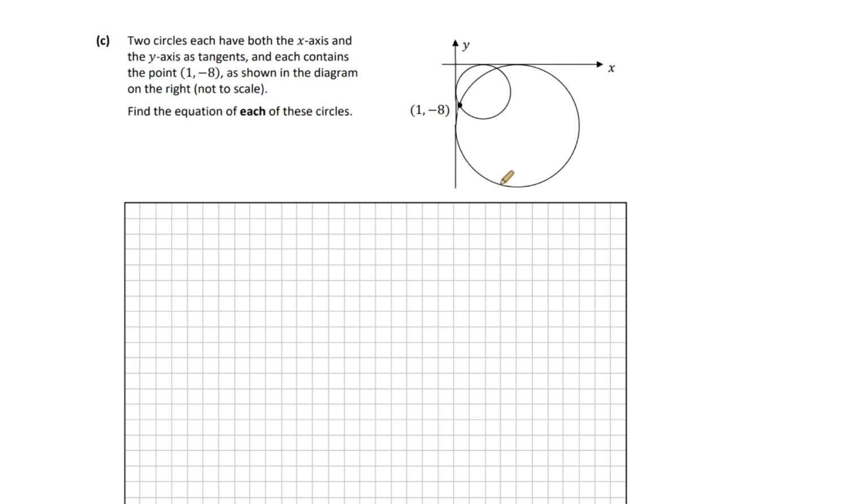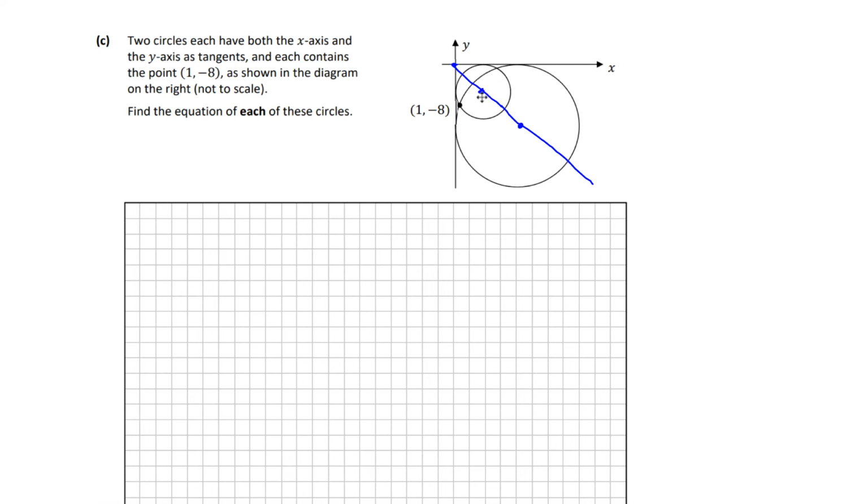So it looks like we really have very little information here. But if you think carefully about this, the fact that the x-axis and the y-axis are tangents to both circles, what does that actually mean? Well, if we think about a line that goes out here like this, that line will go through the center of each circle. They're roughly there and there, okay?